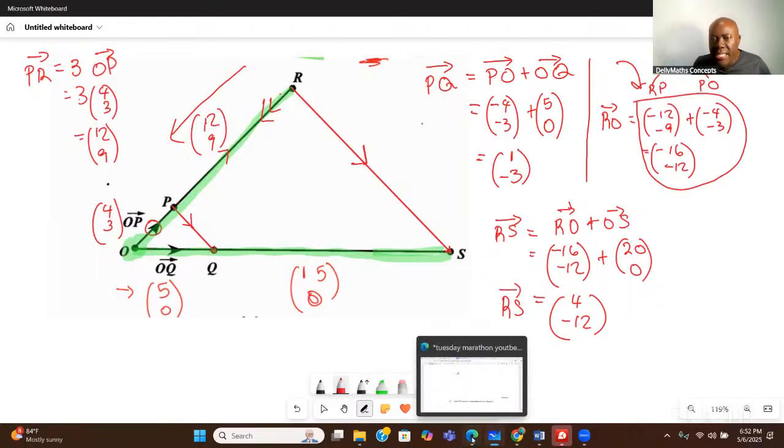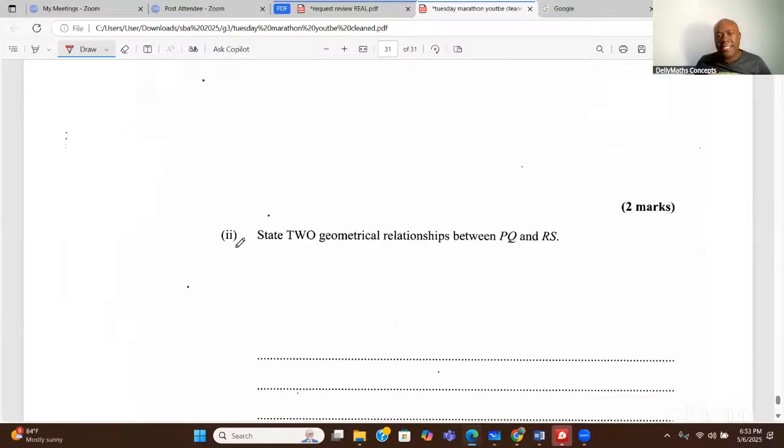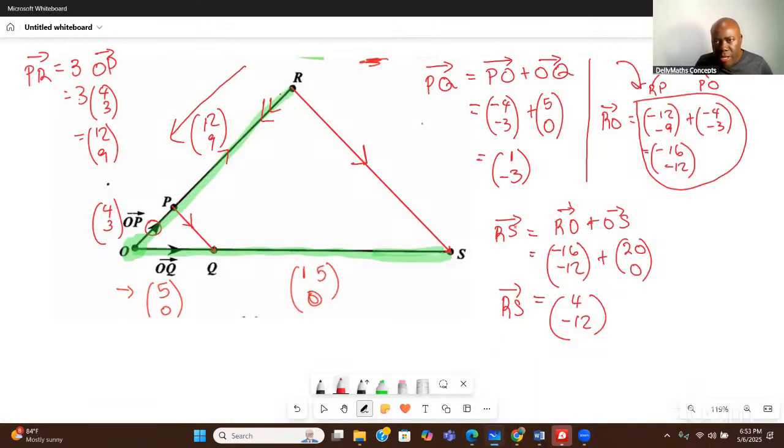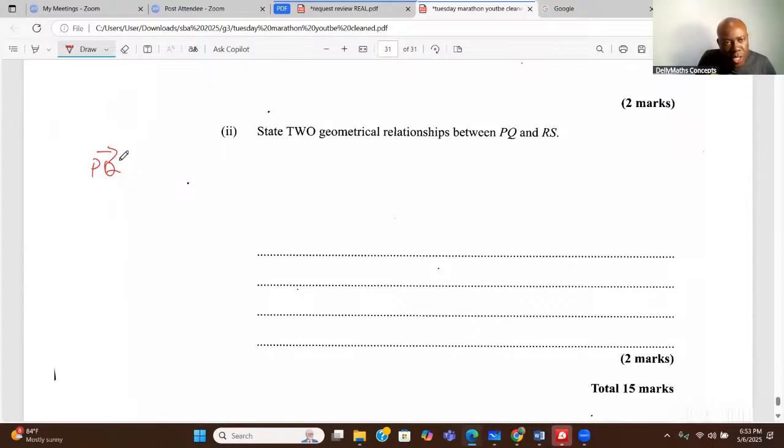Let's see if there's anything else that they want us to do. All right, nicely they said, state 2 geometrical relationships between PQ and RS. This is normally a nice little thing. So they want 2 geometric relationships. So I'm going to write back the things here, my PQ and my RS. Let's look back at what it is. Can't make any error. PQ is 1, -3. And then RS, we just did it. It was 4, -12. There it is.